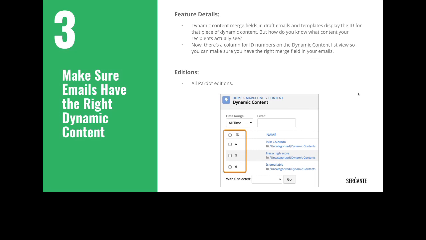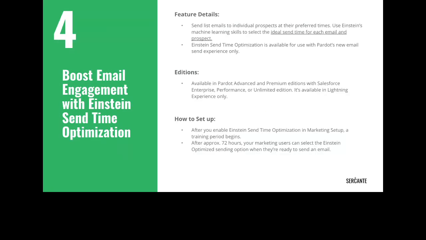Einstein send time optimization is available for us to use in Pardot's new email send experience only. It is available in Advanced and Premium editions with Salesforce Enterprise, Performance, or Unlimited editions, but again, only within that Lightning send experience. To set this up, after you enable Einstein send optimization, go into your new marketing tab that you have in Lightning.